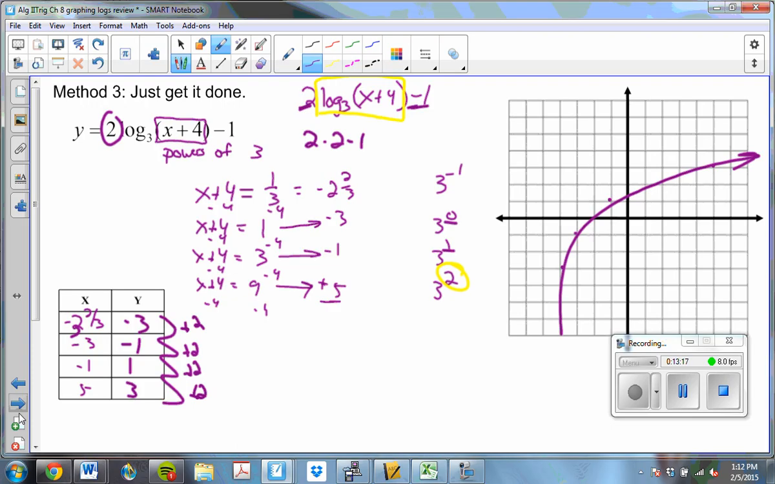Okay, that's just plugging in points for x that are smart. Points that will make this come out to powers of 3 once they have 4 added to them. And you have to subtract the 4, so when you plug this in, you're going to add 4. You basically want the 4 and the -4 to cancel to get you out powers of 3.